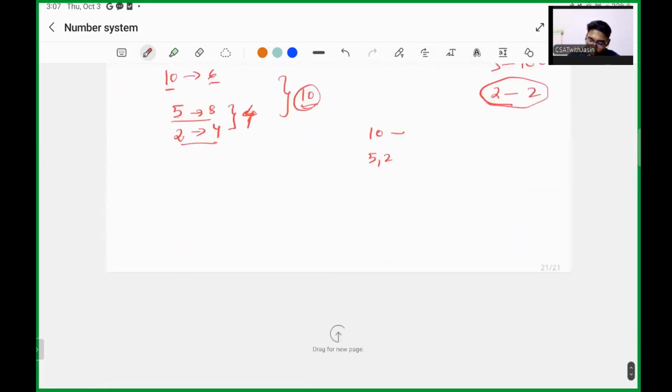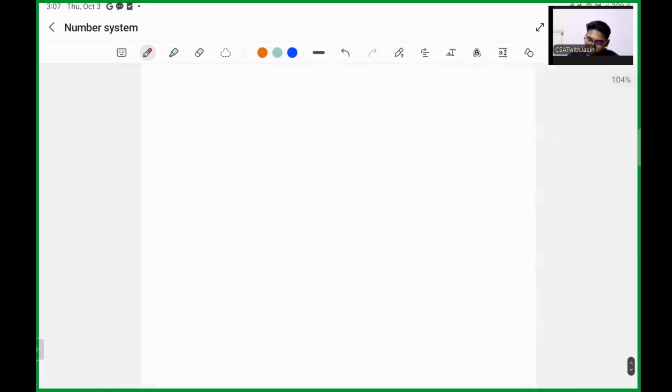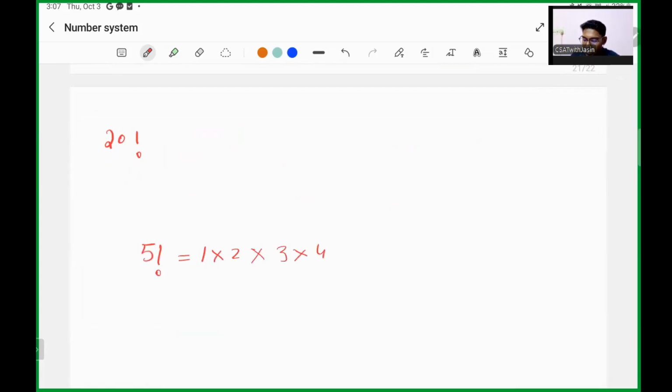So now I'll give you another example. Let's say 20 factorial. You need to find out the number of zeros at the end of 20 factorial. So what do you mean by factorial? What is 5 factorial? 5 factorial means 1 into 2 into 3 into 4 into 5. You need to multiply from 1 till 5. What is 10 factorial? It means 1 into 2 into 3 into 4 into 5 into, like that, you need to multiply till 10. So what will be 20 factorial?